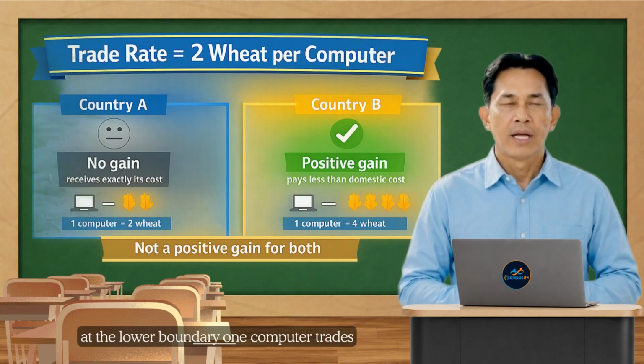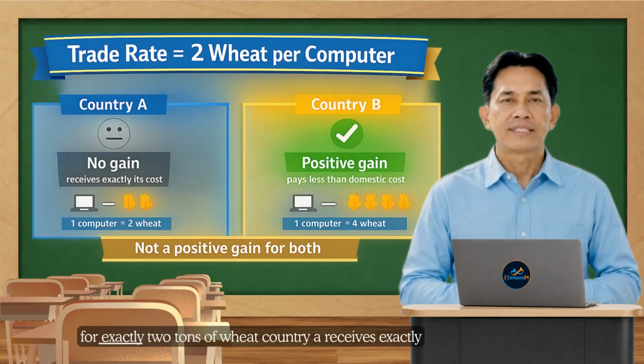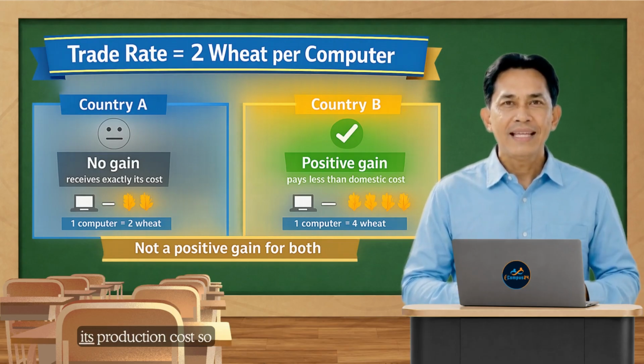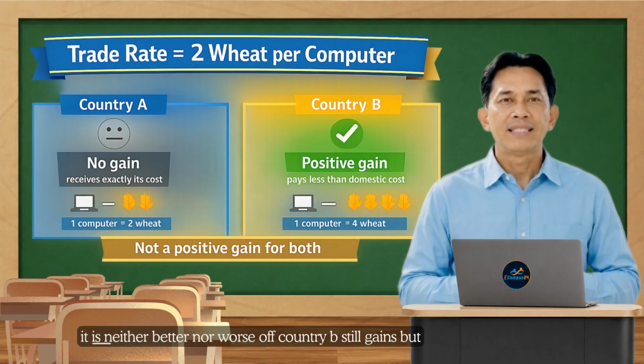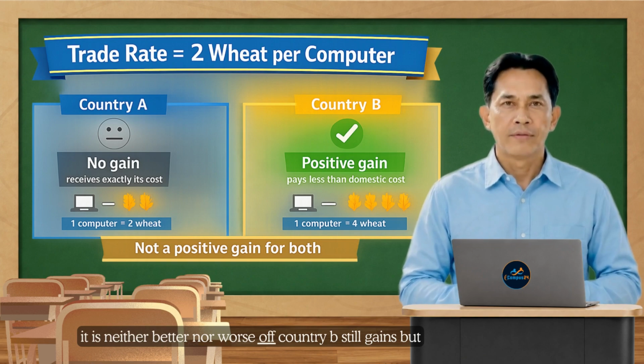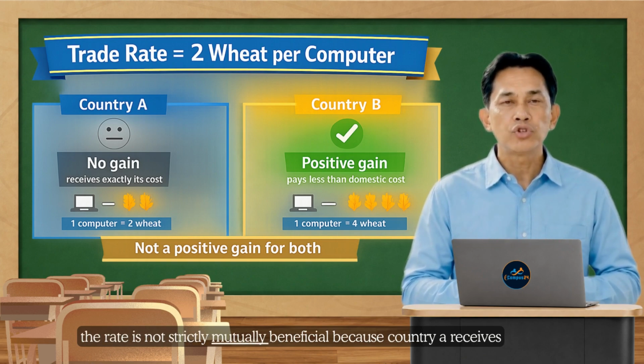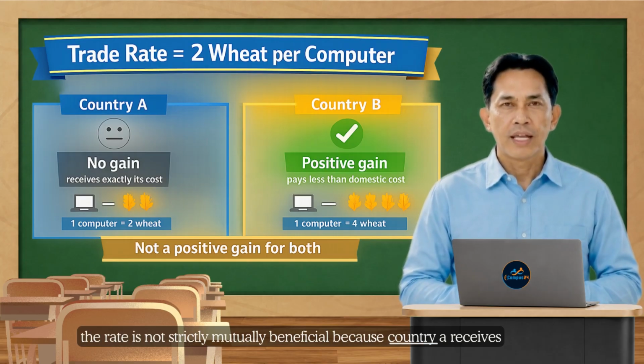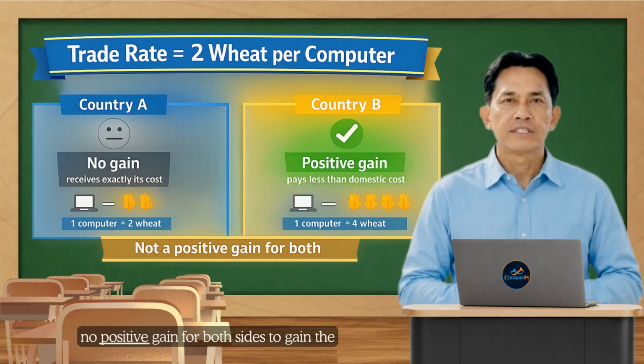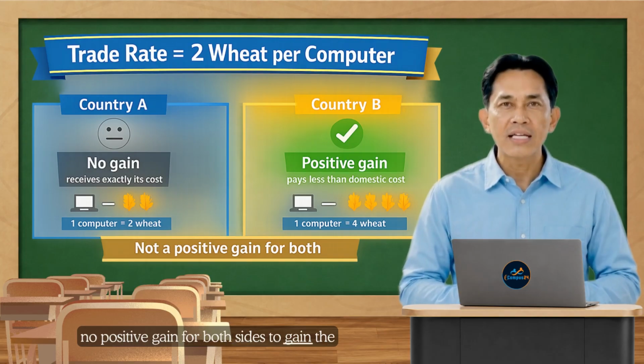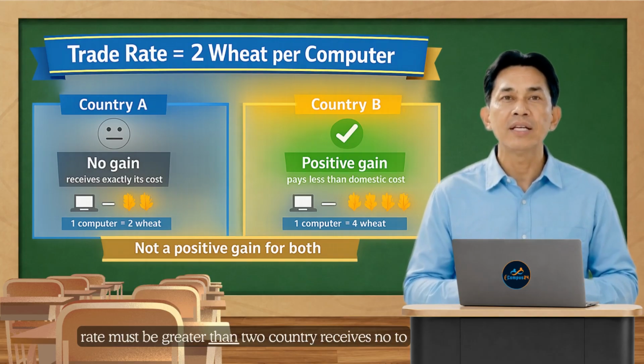At the lower boundary, 1 computer trades for exactly 2 tons of wheat. Country A receives exactly its production cost, so it is neither better nor worse off. Country B still gains, but the rate is not strictly mutually beneficial because country A receives no positive gain. For both sides to gain, the rate must be greater than 2.